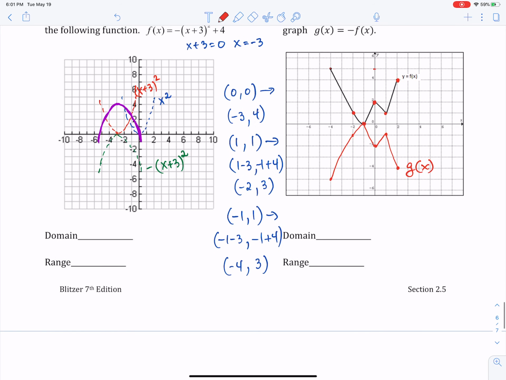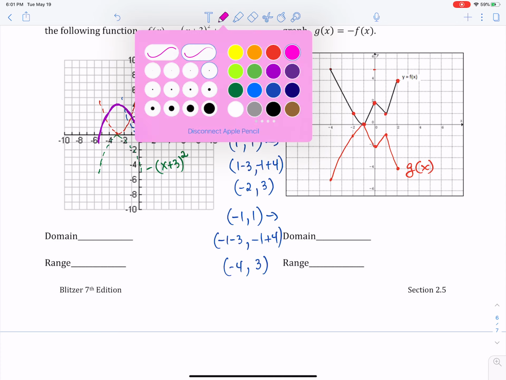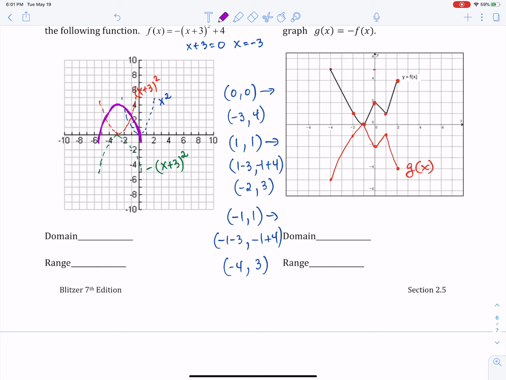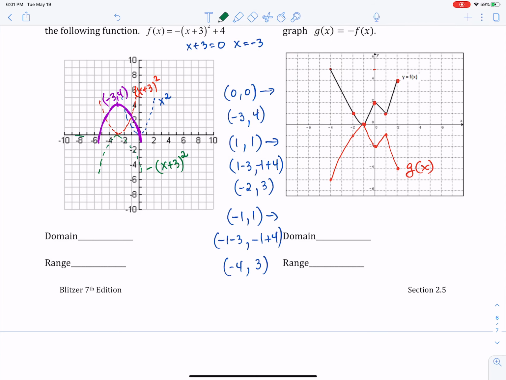Let's answer what's the domain and the range of those graphs. Domain, and I'm looking at the purple graph here, that point being (-3, 4). So what's the domain? Well, the domain didn't change. Parabola, everything is possible to be plugged in, so the domain looks like it's still all the values from -infinity to infinity.